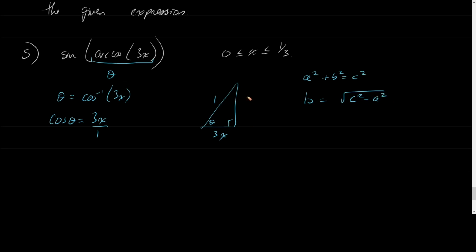All right, which is how I get here the square root of 1 minus 9x squared. This is 1 squared minus (3x) quantity squared, so that's 9x squared. So now that I have that, I can figure out what sine is, right? So I can say now that sine of that angle from SOHCAHTOA is opposite over hypotenuse, so it's just the square root of 1 minus 9x squared. All right.